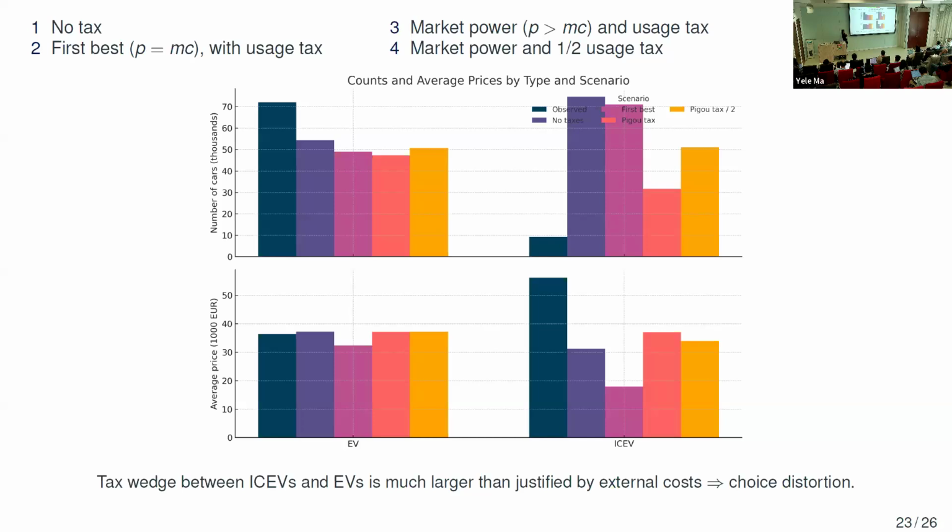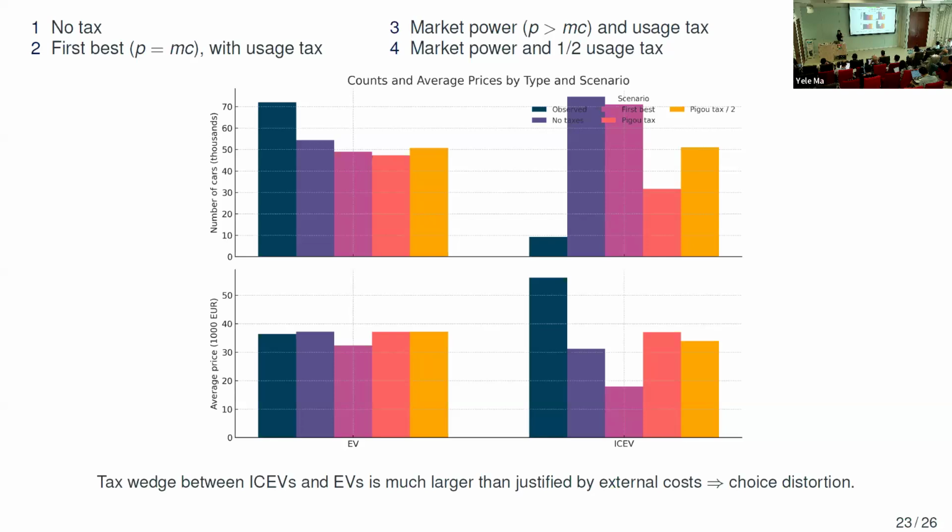So here are our first counterfactuals. This is all preliminary and likely to change. First, on the top we have the number of cars in thousands, and on the bottom we have the average price. Here we have the electric vehicles, and here we have the internal combustion engine cars. And so what we observe is that when we're thinking about the number of cars, we will have overall much fewer cars in any scenario that is not the observed one. So this is the observed.